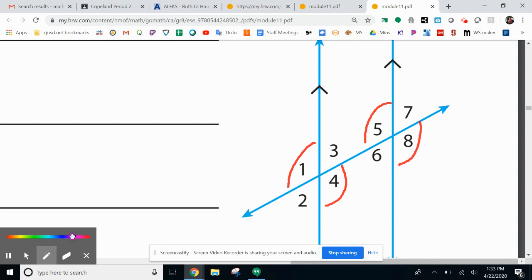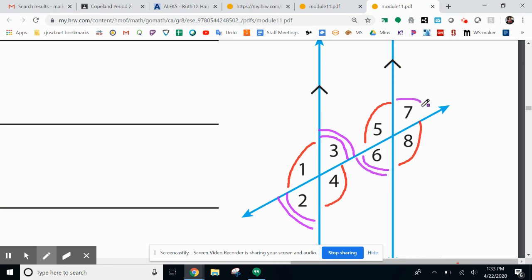I'm going to grab my purple, and I'm going to say angle 3 is going to be purple, and angle 2 must be congruent then, which means 6 and 7 are in corresponding spots. A lot of these problems are just looking at the diagram and seeing where these angles match, looking for the angles that are in the same spots to match up the ones to be purple, the ones to be red.